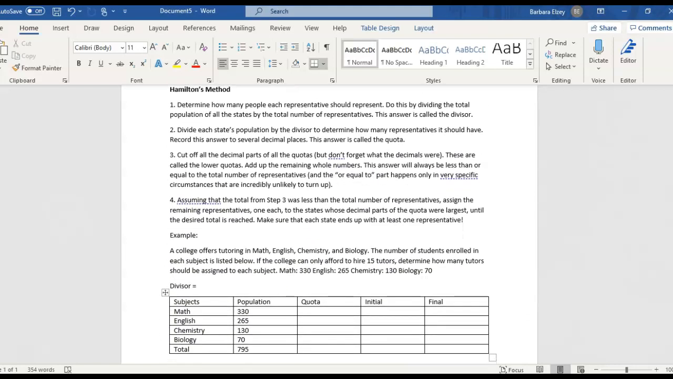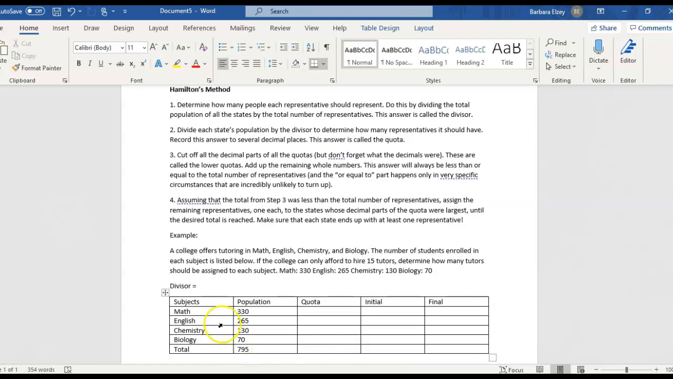Here's our example. A college offers tutoring in math, English, chemistry, and biology. The number of students enrolled in each subject is listed below. If the college can only afford to hire 15 tutors, determine how many tutors should be assigned to each subject. So we have, in math, 330 students, in English 265, in chemistry 130, and in biology 70. And we are going to apportion the 15 tutors out to those 4 areas.